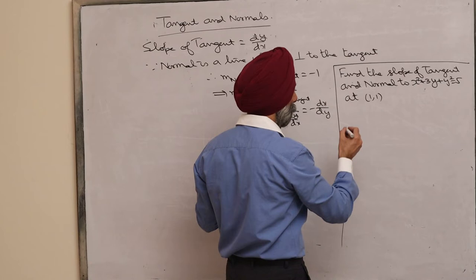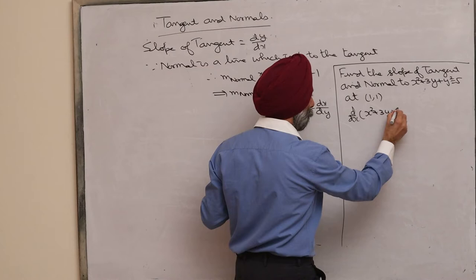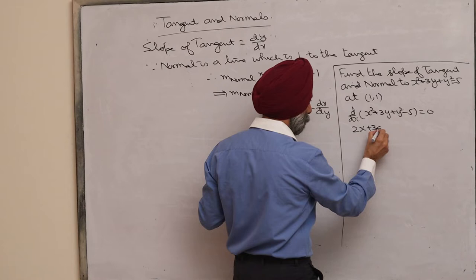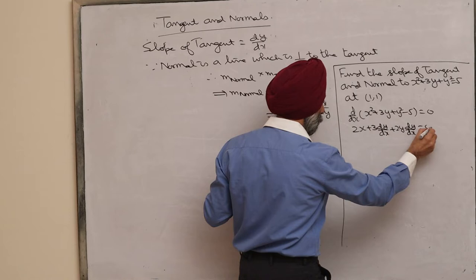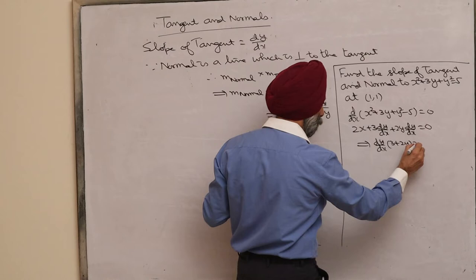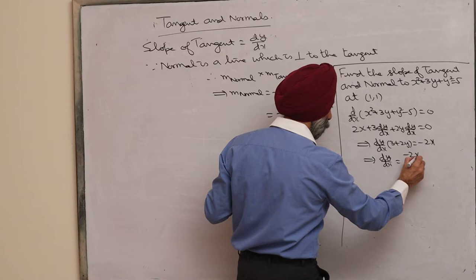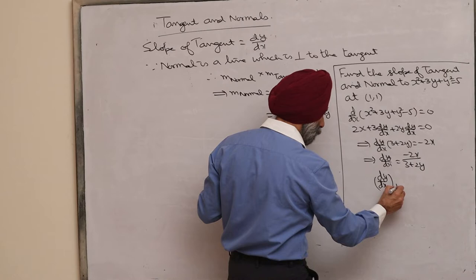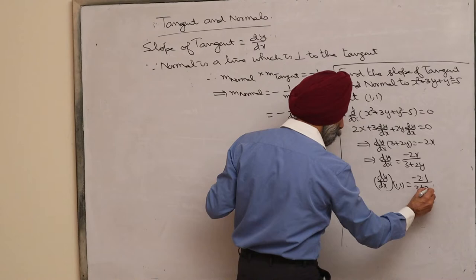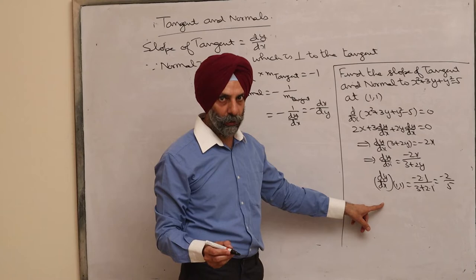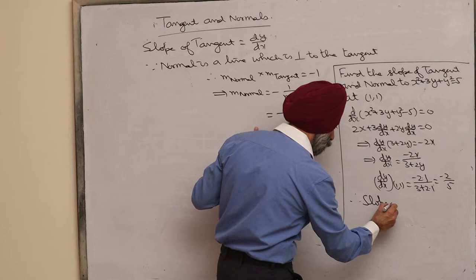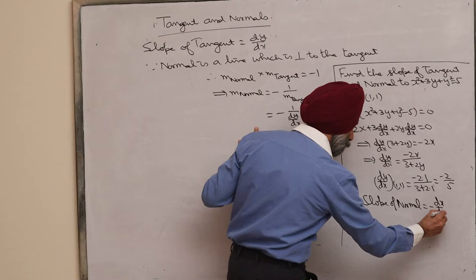Now, d over dx of x square plus 3y plus y square minus 5 is equal to 0, or 2x plus 3 times dy over dx plus 2y dy over dx is equal to 0. This implies dy over dx into 3 plus 2y is equal to minus 2x, or dy over dx is equal to minus 2x over 3 plus 2y. So dy over dx at the point 1, 1 is equal to minus 2 into 1 over 3 plus 2 into 1, which is minus 2 over 5. So the slope of tangent at 1, 1 is minus 2 over 5. Slope of normal is equal to minus dx over dy, which is equal to 5 by 2.